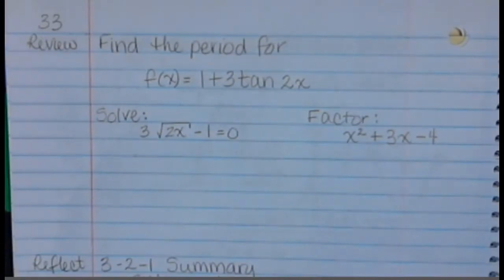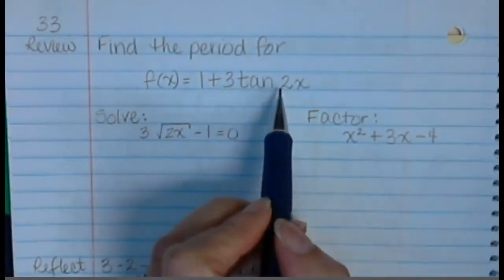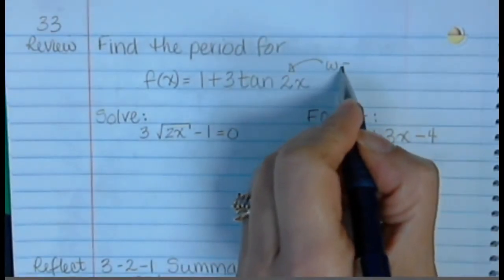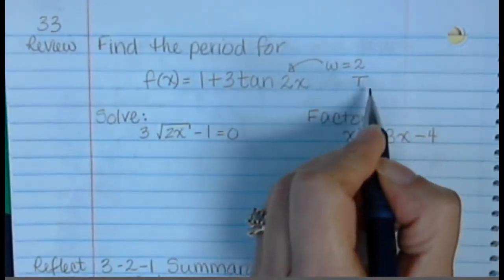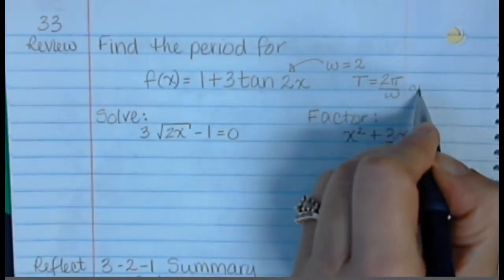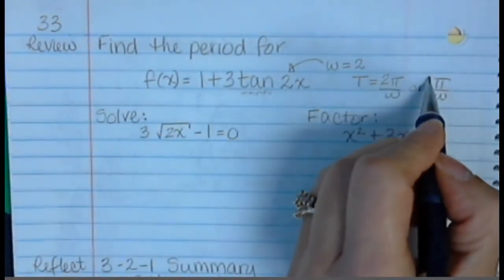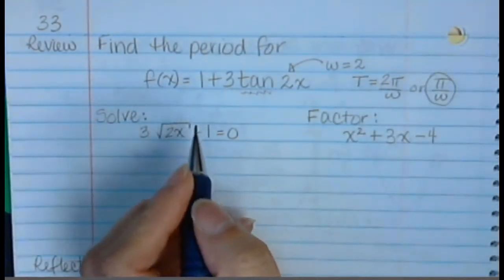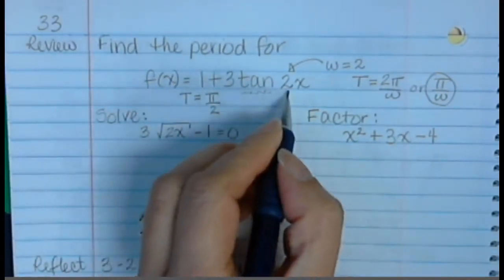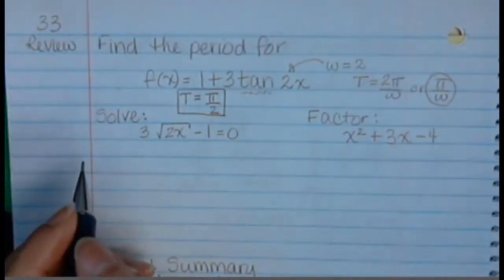The first thing we need to do is find the period for my function f of x is equal to 1 plus 3 tangent of 2x. Remember, the 2 is our frequency, omega, and we can find the period, T, by either doing 2 pi divided by omega or pi divided by omega. Because of tangent or cotangent, we're going to use this one to find our period. In our case, the period is equal to pi over 2, where 2 is our omega. So that answers the first one about the period of my function.